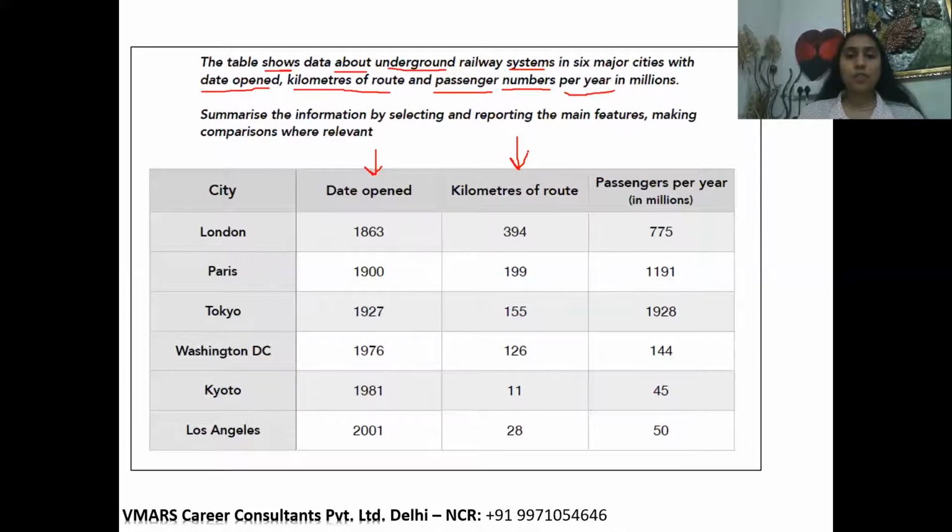Now asking from Kalsum. Which station had the highest number of passengers? Tokyo. Very good. Thank you. Now I want to know, Tokyo had the highest number of passengers.